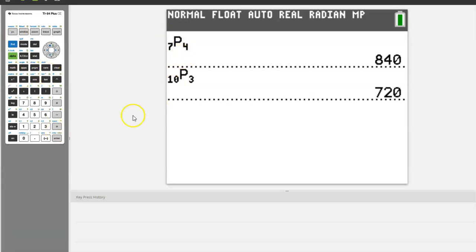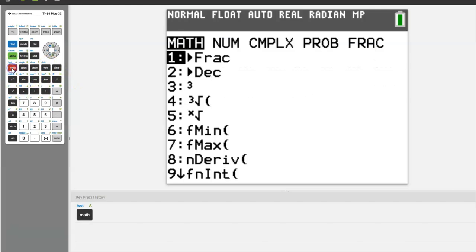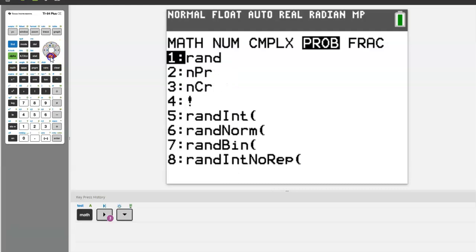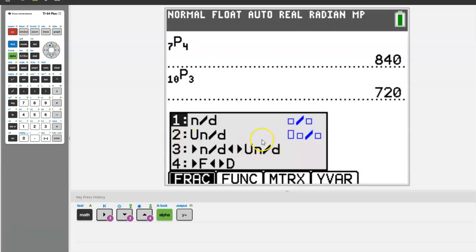So all these things with probability, they're found by going to math, and then you go across the top to probability, and then you have nPr for permutations. You have nCr for combinations, and you have factorial. And let me show you what I mean about my fraction bar. If I go to alpha y equals, I get a fraction bar. If you don't get that, you've got to be very careful about parentheses.